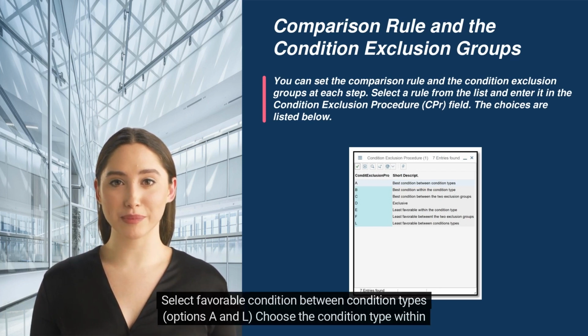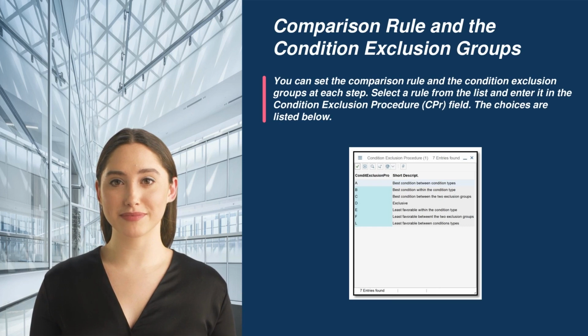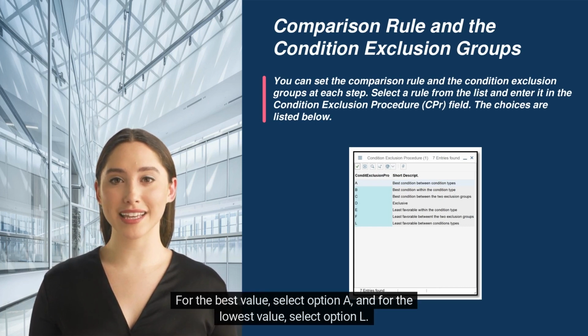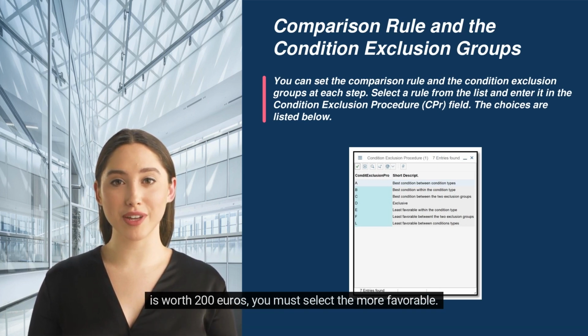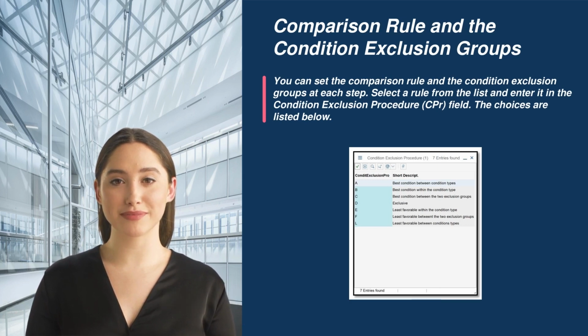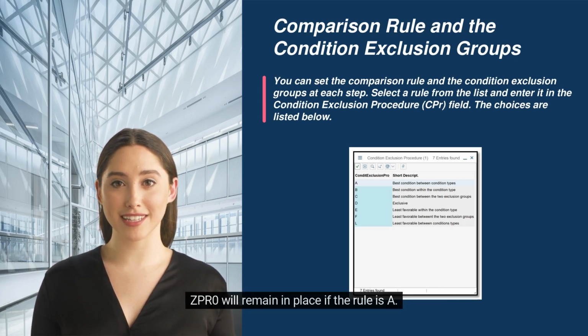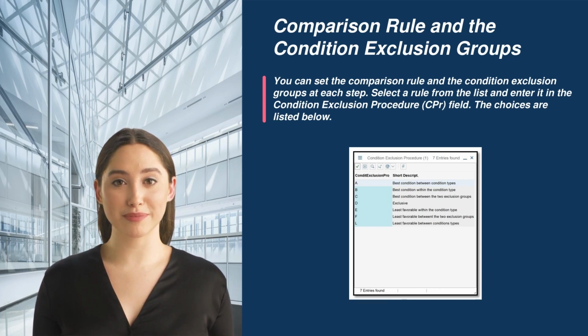Select favorable condition between condition types, options A and L. Choose the condition type within a group that is the most favorable. For the best value, select option A, and for the lowest value, select option L. For example, if a group has 2 condition types, PR00 and ZPR0, and PR00 is worth €100, while ZPR0 is worth €200, you must select the more favorable. ZPR0 will remain in place if the rule is A. PR00 will be kept if you choose option L.